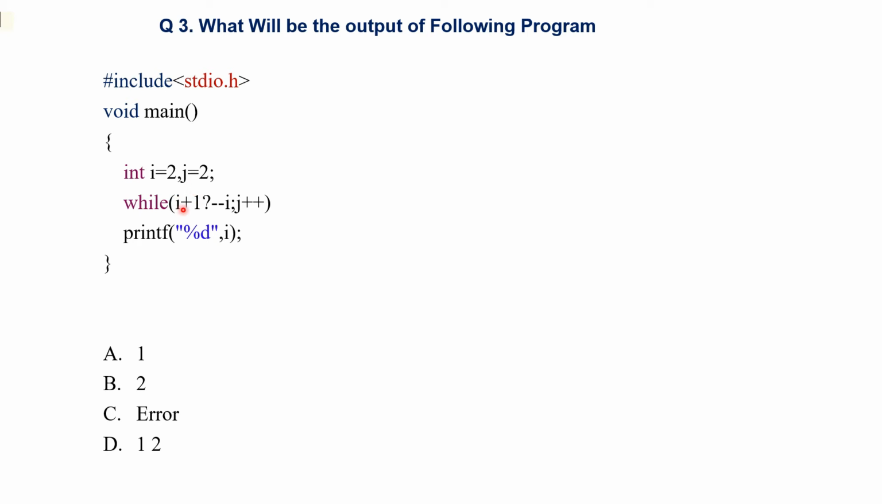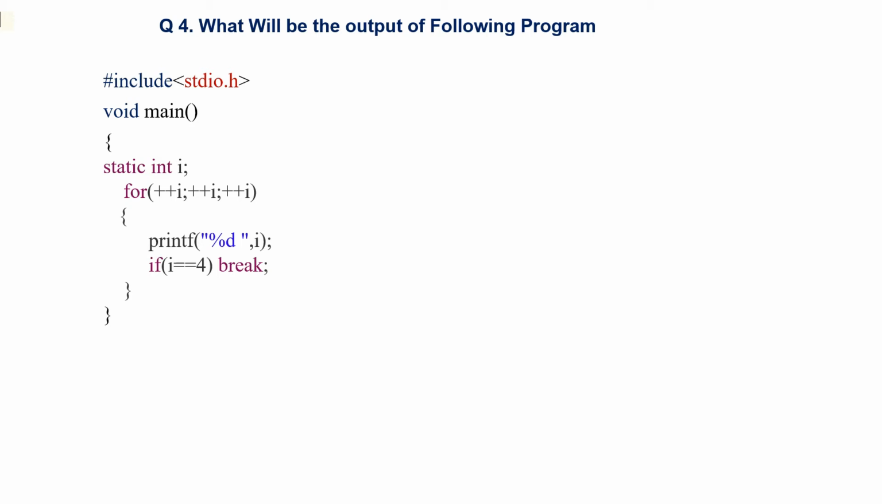Again this is true. As this is true, the value of this complete expression will be this. So minus minus I, the value of I is now 1. So minus minus 1 will be equal to 0, and hence the result of this complete expression will be equal to 0, which is a false value. So therefore control will go outside the loop and the program will be terminated. So hence the complete output of this program is 1. So hence the correct option here is option E.